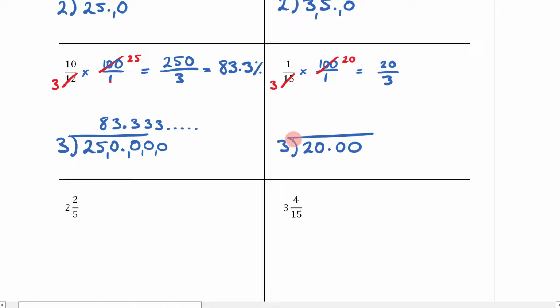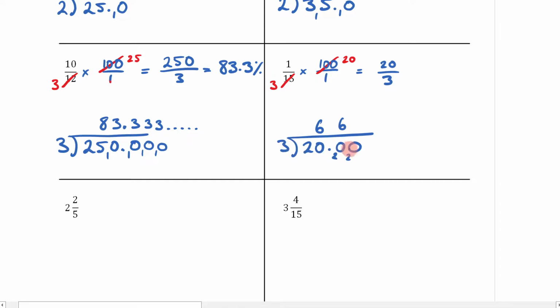How many times does 3 go into 2? It doesn't. How many times does 3 go into 20? It goes in 6 times, doesn't it? Because 3 6s are 18. So I'll put a 6 there. And that means I have 2 remainder because I've got 18, 2 remainder. How many times does 3 go into 20? It goes in 6 times because 3 6s are 18. And that means I have 2 remainder.